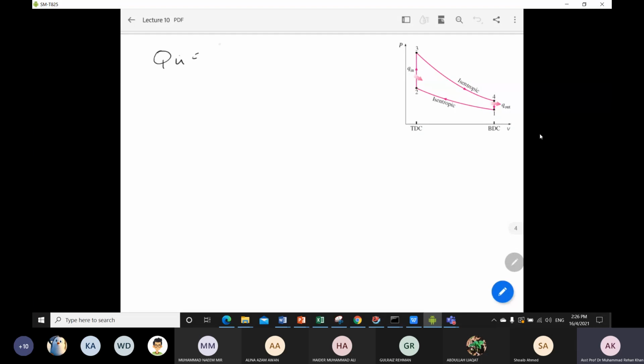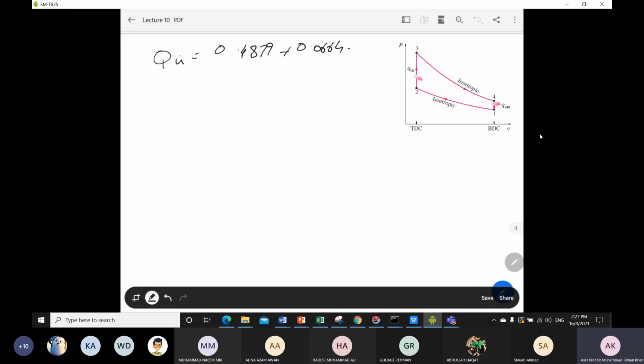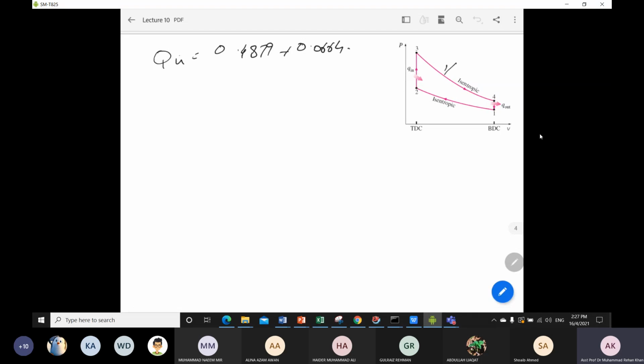So Q in is equal to 0.4879, which is your Q23, plus 0.0664, which we already found, which is the heat associated with the polytropic process. You can add these two values and you will get 0.5543 kilojoule of your total heat.